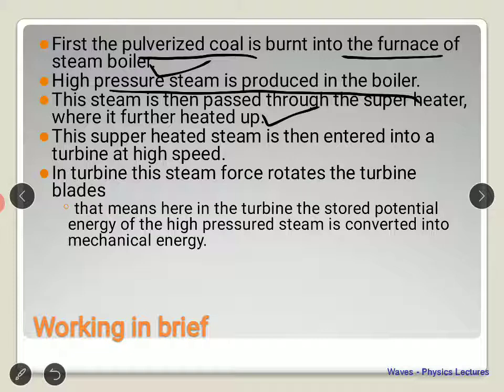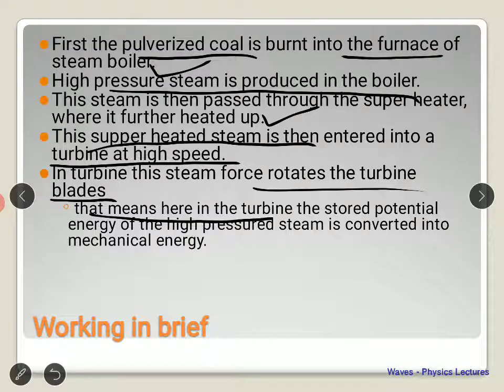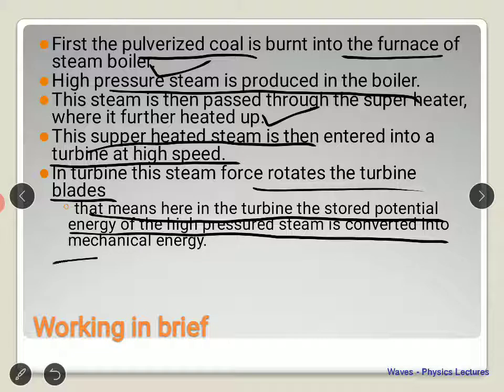Now this superheated steam enters the turbine at a very high speed. This speed will force the turbine blade to rotate. So it's very simple, it will rotate the turbine blade. This means that in the turbine, the stored potential energy of the high pressure steam is converted into mechanical energy. Then this turbine is connected to an alternator, which generates the electricity that we need.